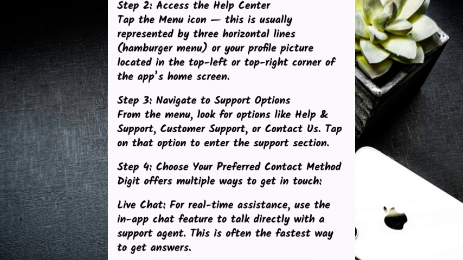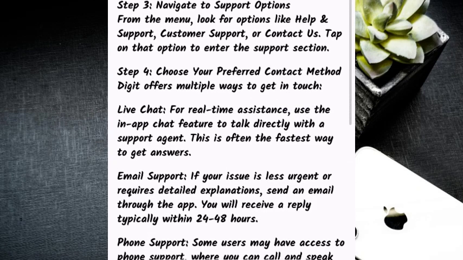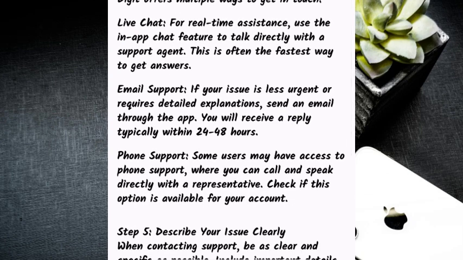Step 4, choose your preferred contact method. Digit offers multiple ways to get in touch. You could use live chat for real-time assistance, or you could use email support if your issue is less urgent or requires detailed explanation. You could also use phone support. Now, some users may have access to phone support where you can call and speak directly with a representative.